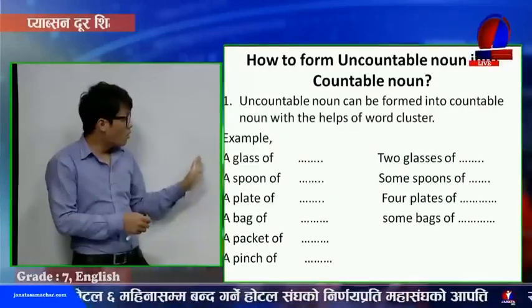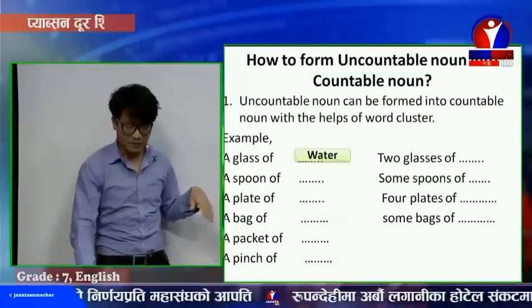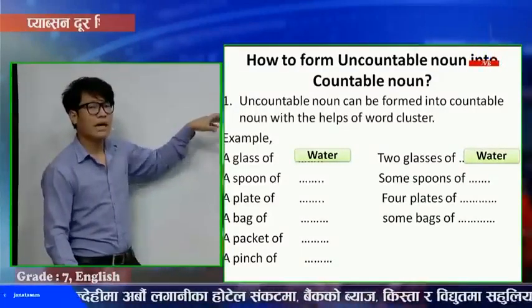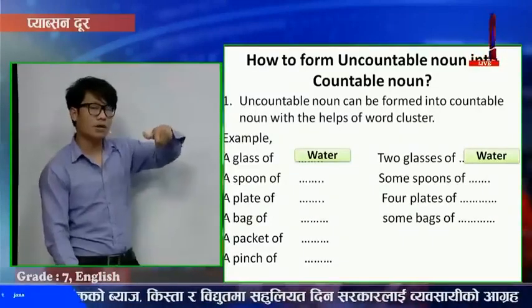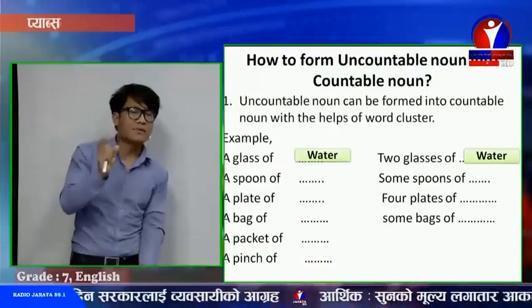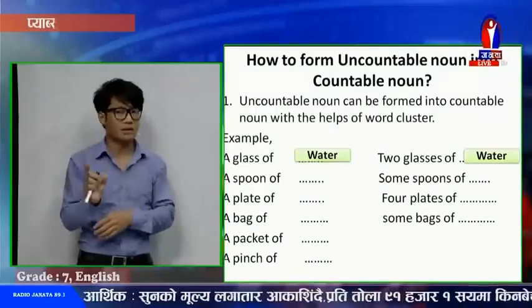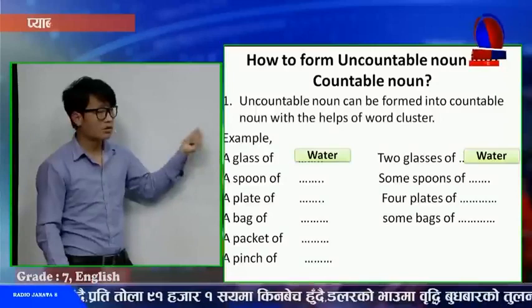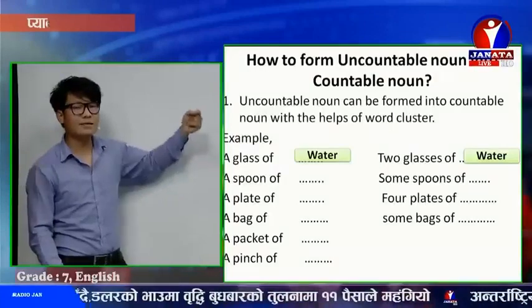With these word clusters you can use an uncountable noun and it can be counted. You can see the example: a glass of water can be changed into plural form, like two glasses of water. You can see in the slide that the word water has not been changed. There is no additional letter; water is just water. What is changed is that glass has become glasses. It's plural. So once again, a glass of water, and its plural is two glasses of water.